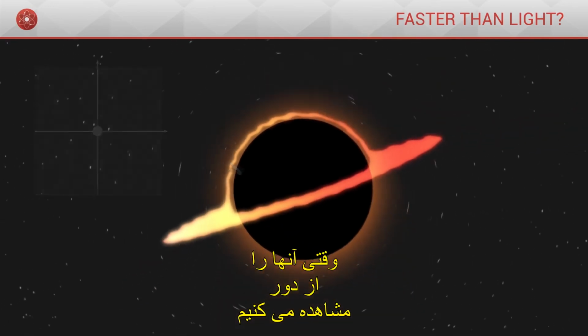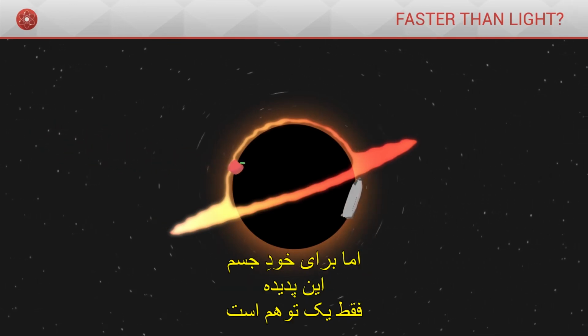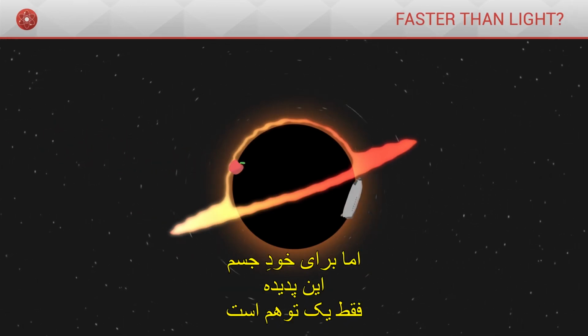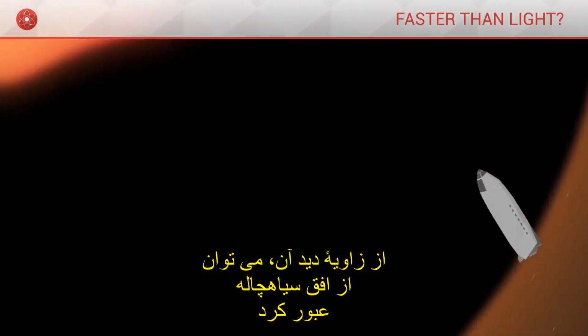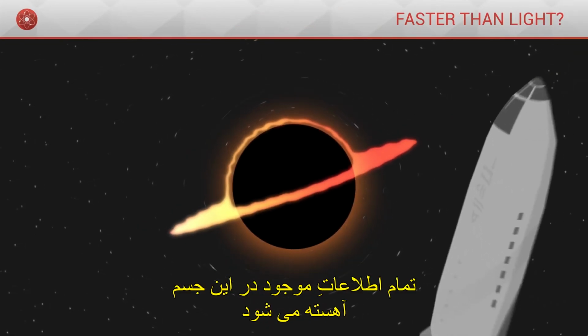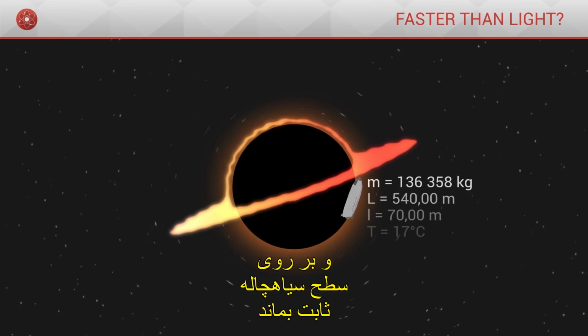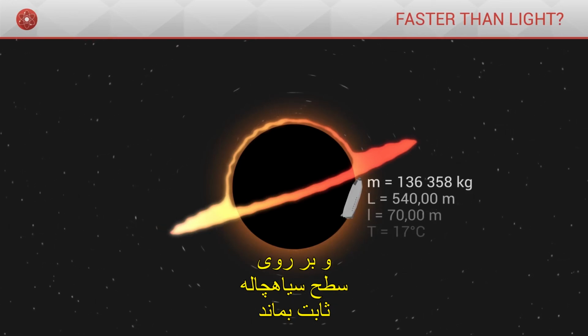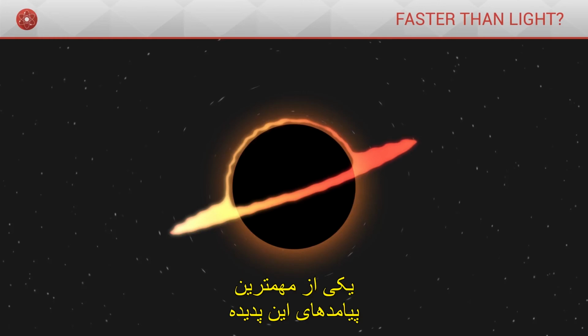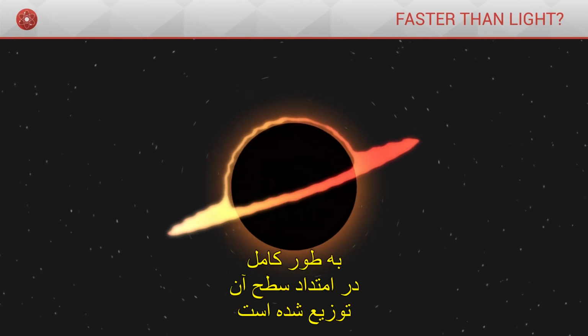When we observe them from far out, all objects which fall into a black hole end up appearing stuck on its surface. But for the object itself, this phenomenon is only an illusion. From its point of view, it is possible to go through the horizon of the black hole and gradually continue falling towards the central singularity. However, for us, observing the situation from outside, all information contained by this object slows down until it reaches a final stop and remains fixed on the surface of the black hole. One of the most important consequences of this phenomena is that the entropy of a black hole, meaning in a sense its information and temperature, is entirely distributed along its surface.